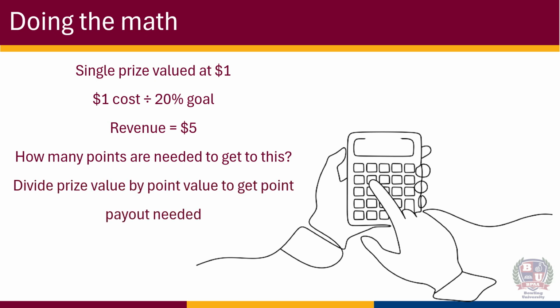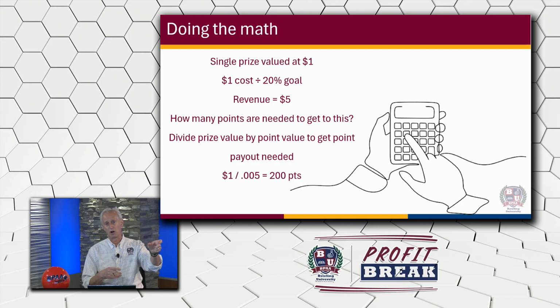All I need to do is divide the prize value by the point value to get the point payout needed. In this case, if you wanted to do a half a penny, you're going to divide that dollar by half a penny, and that's 200 points. So if I have a prize that I'm valuing at $1, then it should be 200 points. It's not hard and fast. You're going to take that 200, and it might come out to something like 193 or whatever.